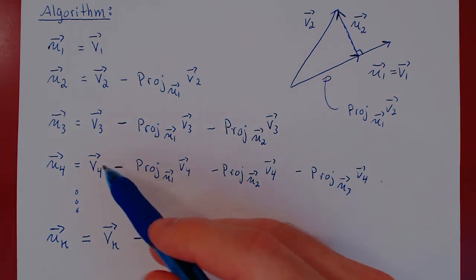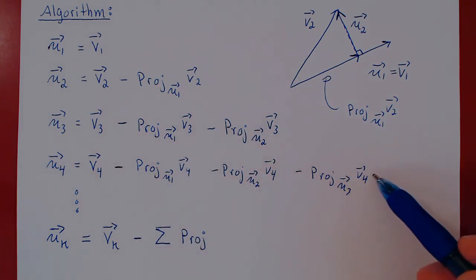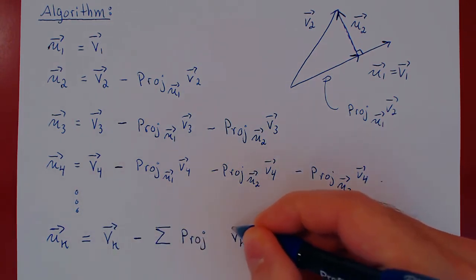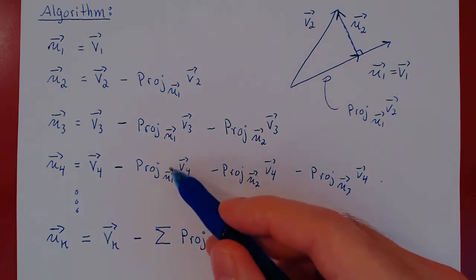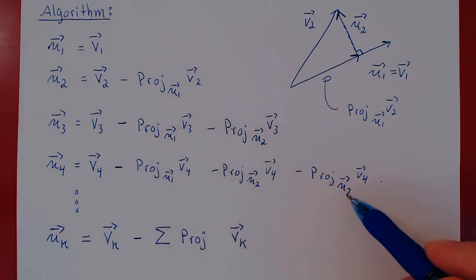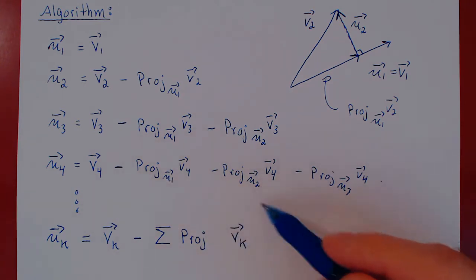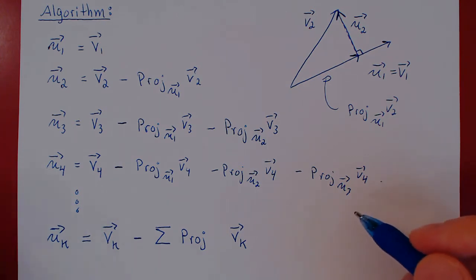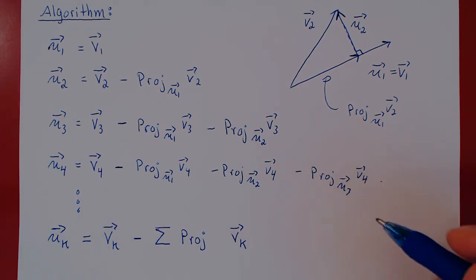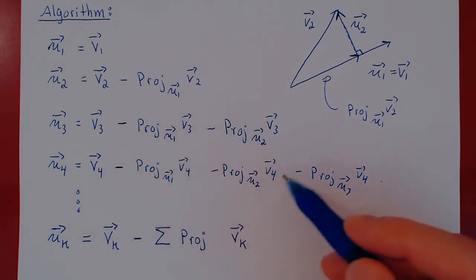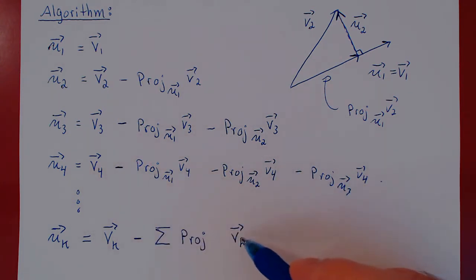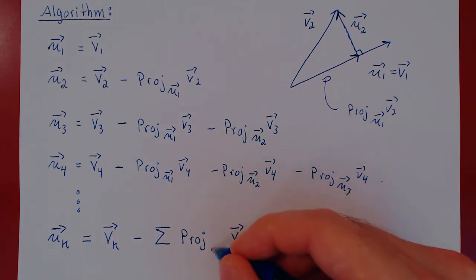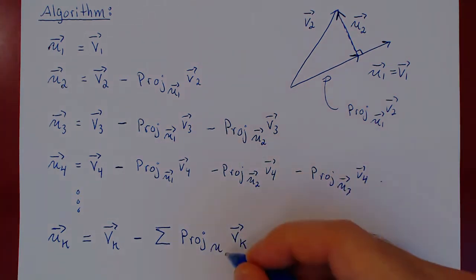Projection of what? Well, it's v4, v4, v4. So it's always going to be vk. And we are removing the components of vk along the previous new basis vectors. So u1, u2, u3. And if you look at it, 3 is just k minus 1, 4 minus 1. So we remove the projection of the old vector, vk, onto the previous new basis vectors, say ui.